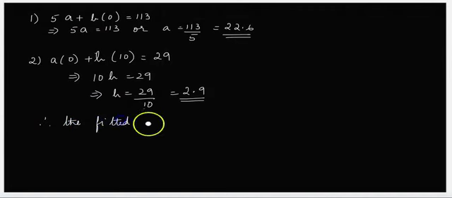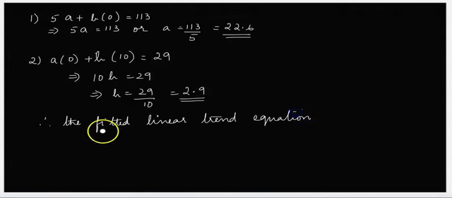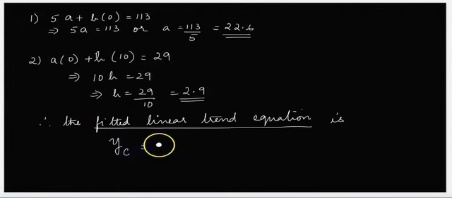the fitted linear trend equation is y subscript c is equal to 22.6 plus 2.9x.